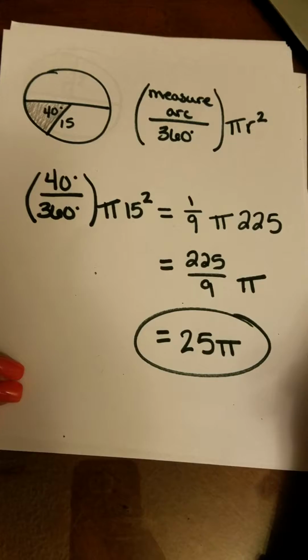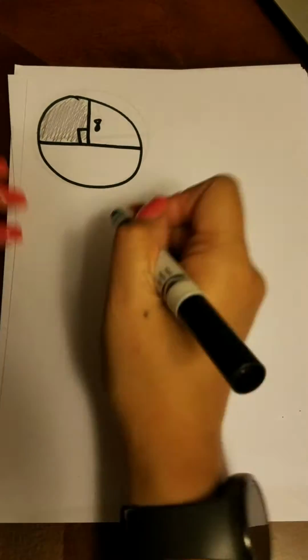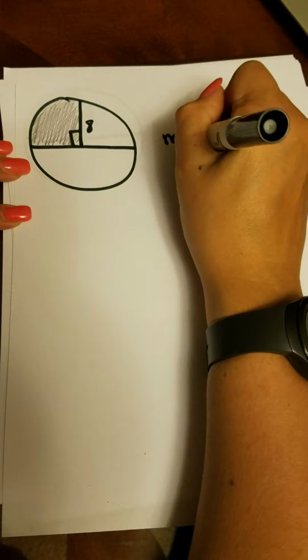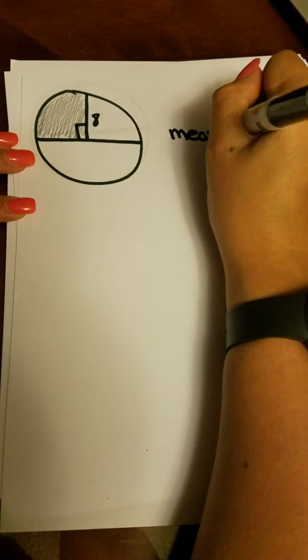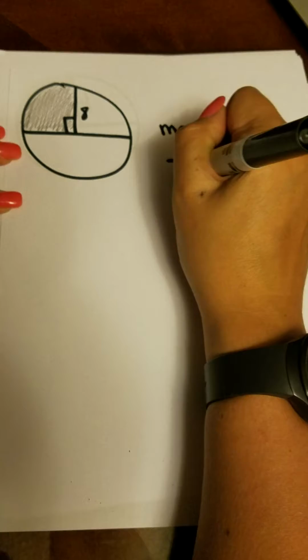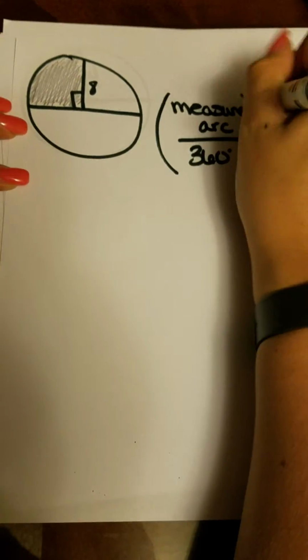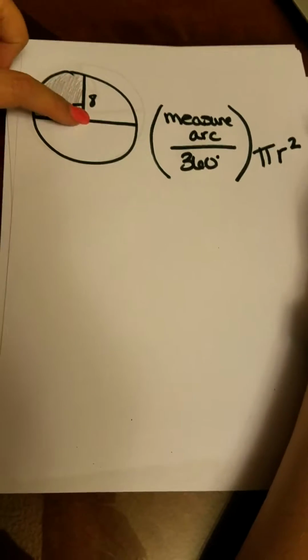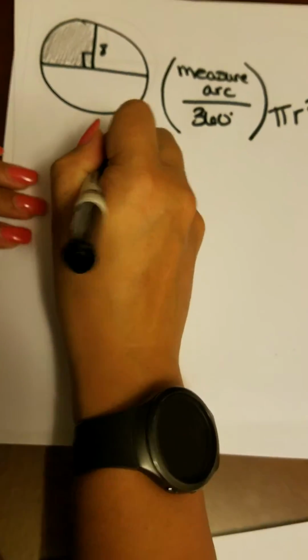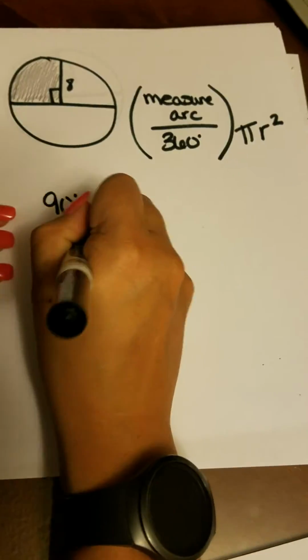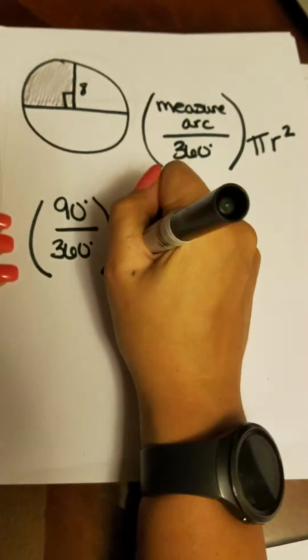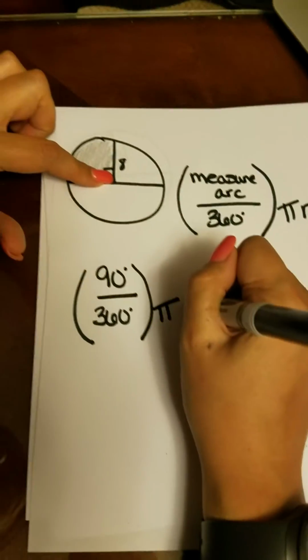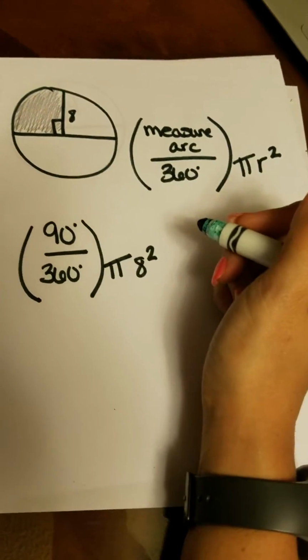Let's look at another. Again, to find the area of this sector, we need the measure of the arc divided by 360 degrees, all multiplied by the area of the circle, which is pi r squared. The measure of this arc is not explicitly given, but we do see that it is at a 90-degree angle. And since the central angle is 90 degrees, the measure of the arc is also 90 degrees, divided by 360 degrees multiplied by pi. Our radius is 8, squared.